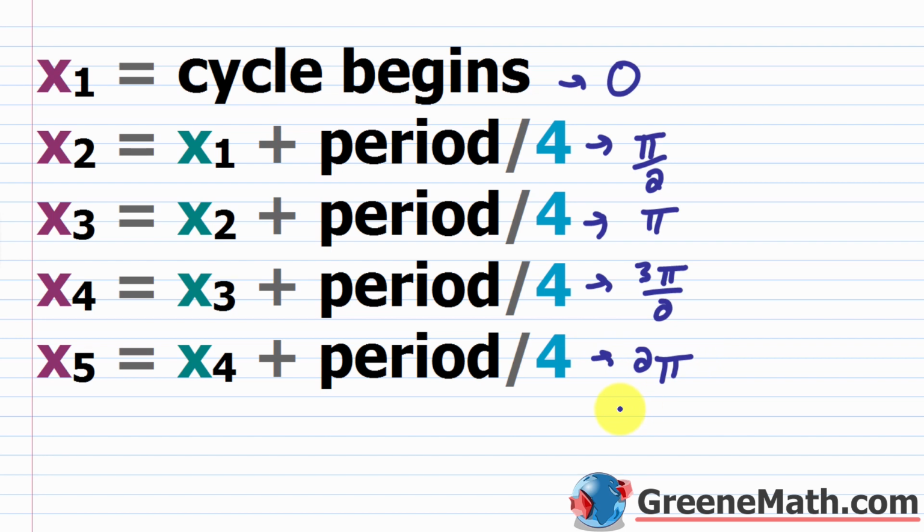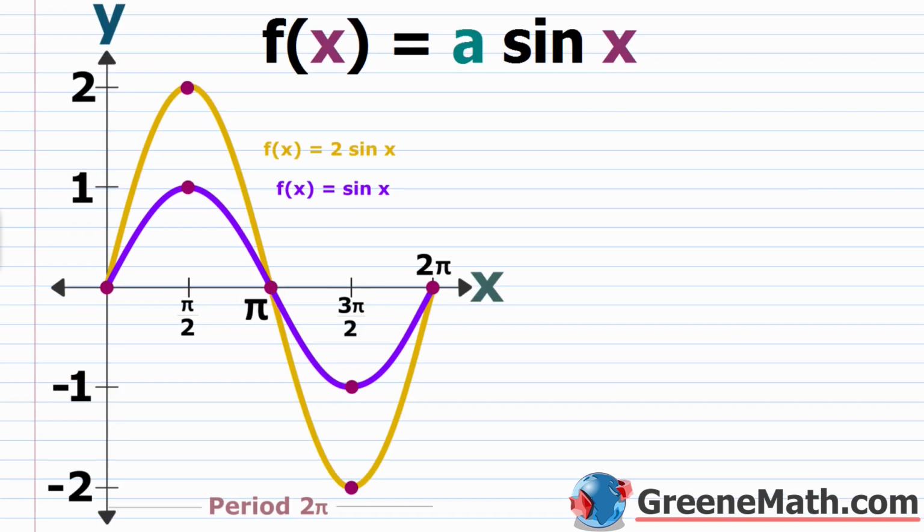Typically, as a check, a lot of books will say take your ending value minus your beginning value, so 2 pi minus 0. If that equals your period, you're pretty much good to go. Okay. Now, that doesn't mean you didn't make some mistake in between, but at least you know that your cycle is the right length.